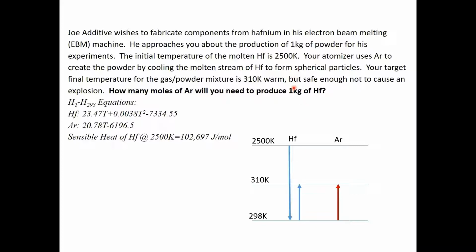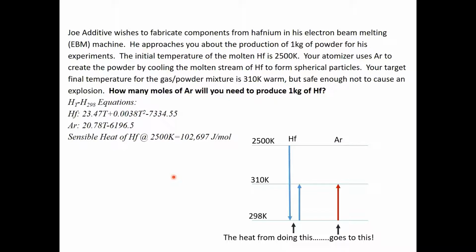Argon, we're assuming it's coming in at room temperature, so we're only going to have to bring that up to 310 K. So we'll use the sensible heat equations. We're actually given sensible heat of hafnium at 2,500 K, so this value will be negative. We'll use this equation to figure out raising it to 310 K. And for argon, we're going to use this equation to figure out raising it to 310 K.